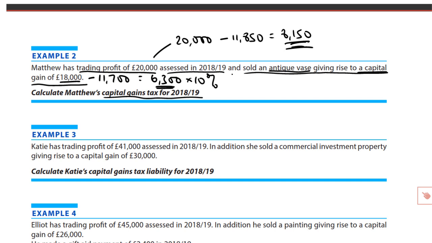So 10% on your 6,300 will of course be £630, and had it been required, you could have said again that this will be due the 31st of January 2020.